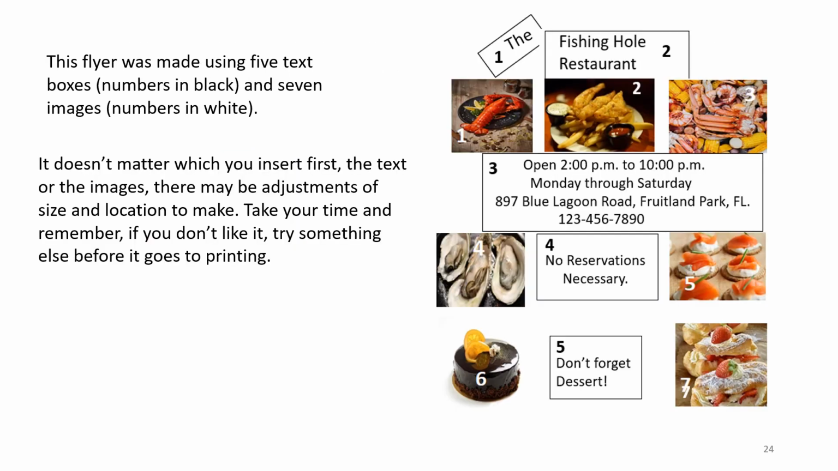This flyer was made by using 5 text boxes, numbers in black, and 7 images, numbers in white. It doesn't matter which you insert first, the text or the images. There may be adjustments of the size and locations to make. Take your time and remember, if you don't like it, try something else before it goes to printing.